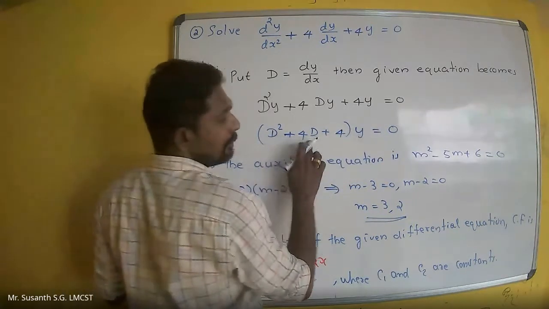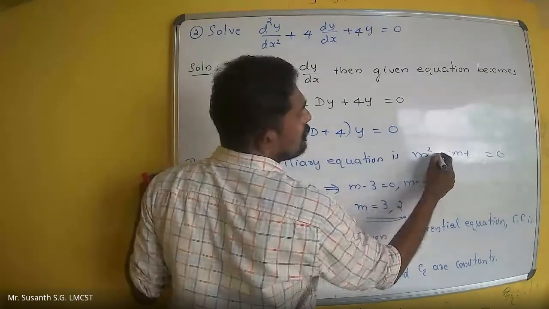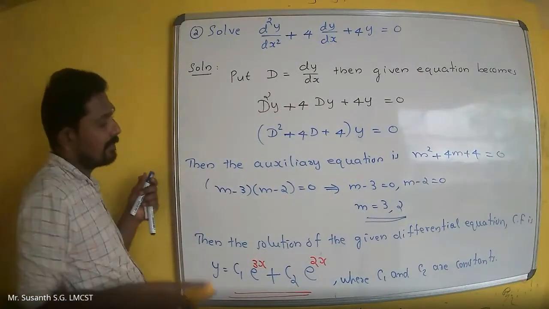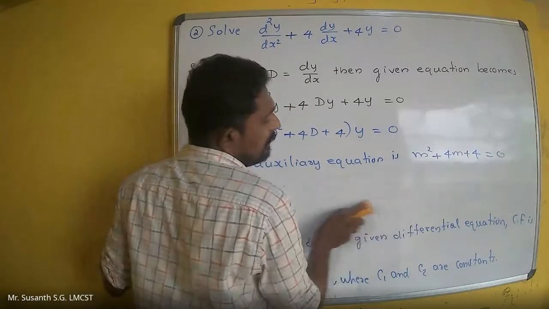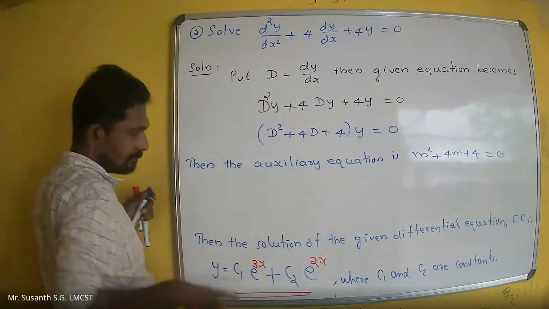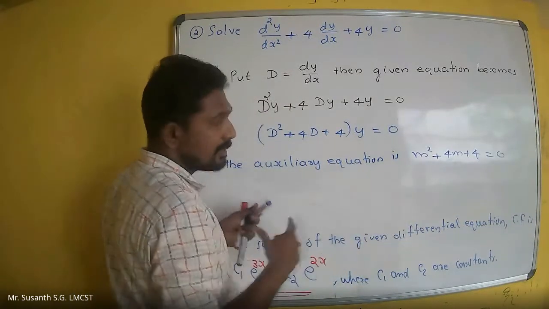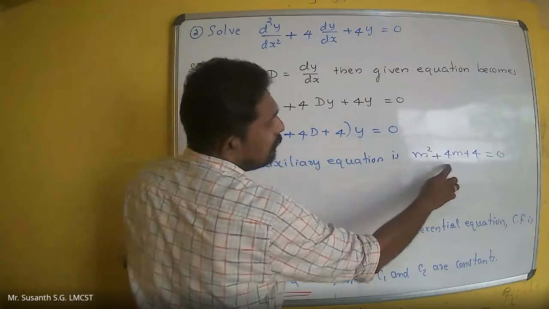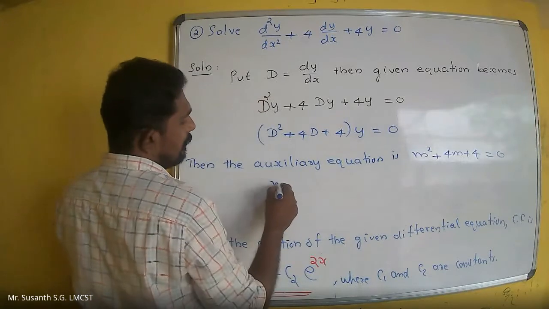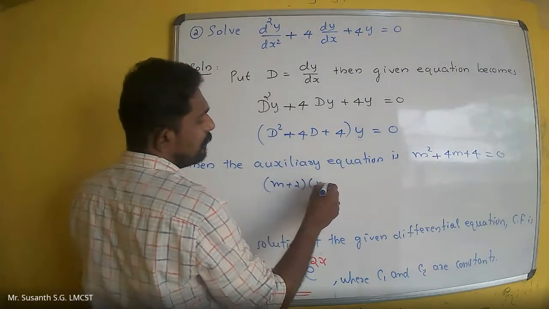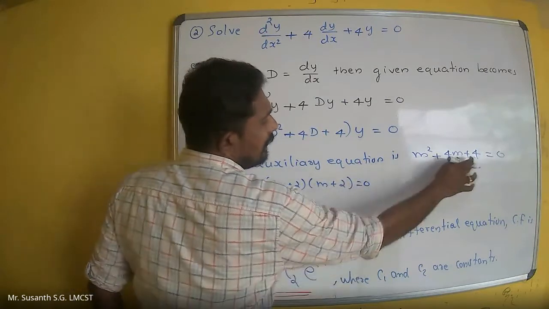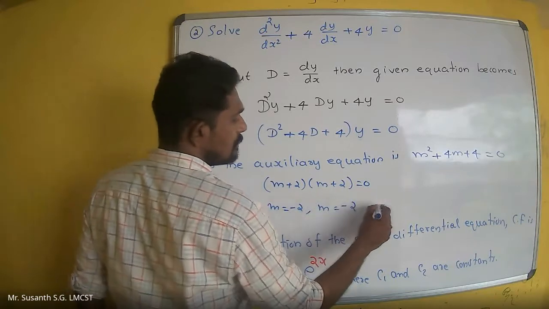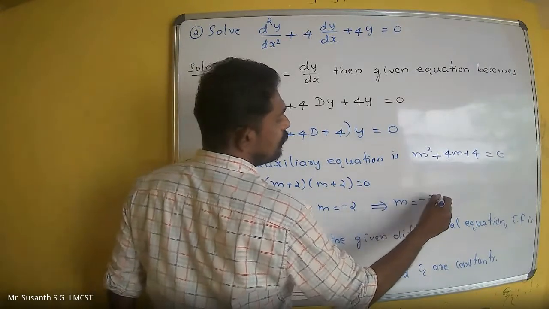The auxiliary equation is m square plus 4m plus 4 is equal to 0. This is a quadratic equation in m. Solving, either by using minus b plus or minus root of b square minus 4ac by 2a, or here multiplying to 4 and adding to 4: m plus 2 into m plus 2 is equal to 0, that is m plus 2 the whole square. So m is equal to minus 2, minus 2.